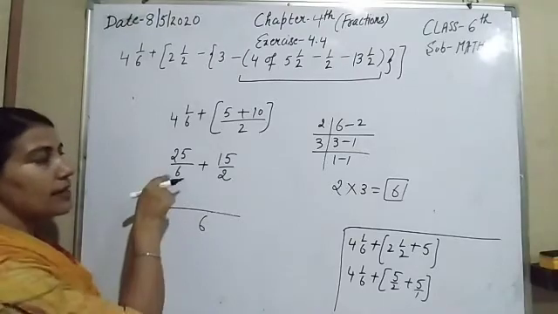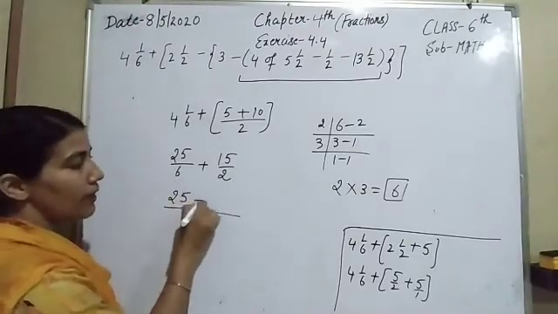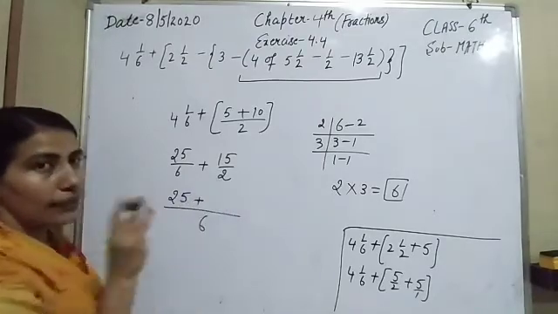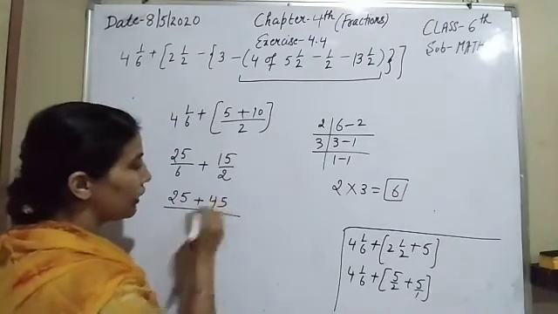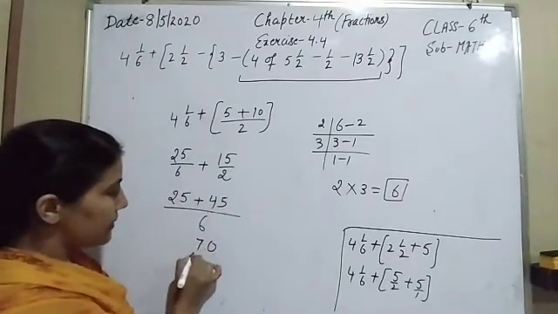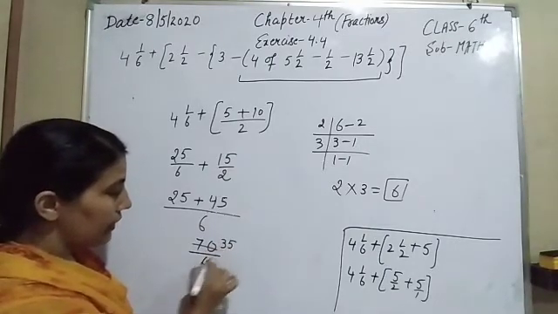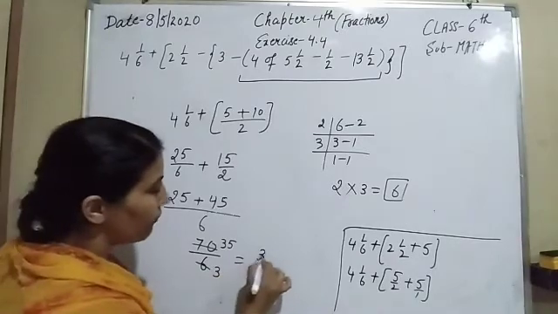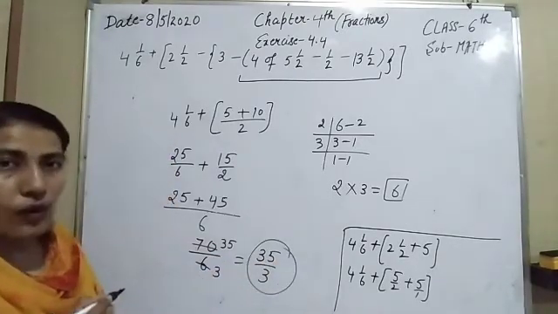After this, 6 divided by 6 is 1. So 1 into 25 is 25, plus 6 divided by 2 is 3, and 3 into 15 is 45. So it becomes 25 plus 45, that is 70 by 6. Here 2 3s are 6, 2 5s are 10 and 2 3s are 6. So we get the answer 35/3, which is our required answer.